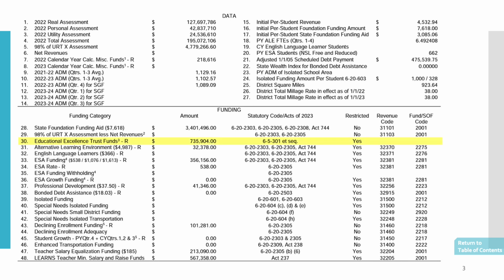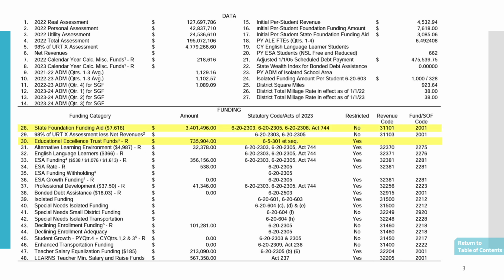and I can have difficulty seeing from here. No, it's line 30, so I'm sorry. Education Excellence Trust Funds. So it looks like this school is going to receive an extra $735,000. That is not the case, because if you keep going to the right, you'll see that there is no revenue code for that line item. And that means that $735,000 is isolated to tell you what you're getting, or it's kind of labeled, but it is a part of that $3.4 million above.